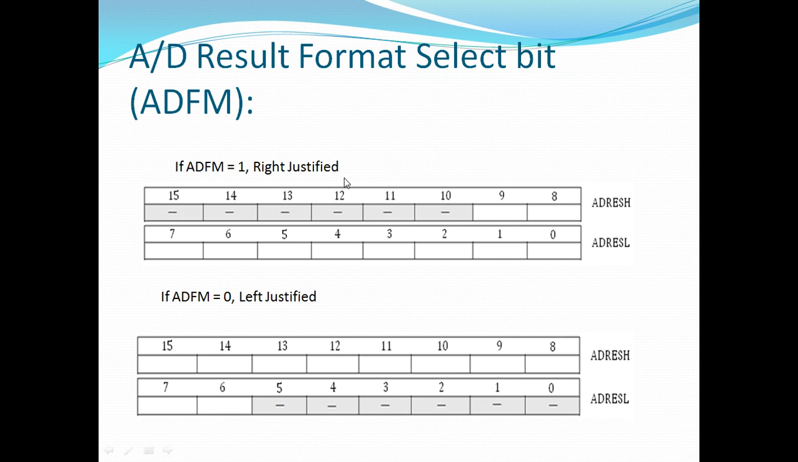So if I select right justified, then the lower 8 bits of the result will be stored in the ADC result lower byte, and the remaining 2 bits, that is the higher bits, will be stored in the ADC result higher byte. This register is used to store the higher 2 bits of the 10-bit result, and the lower 8 bits are stored in the lower byte. Exactly the opposite will happen if I write the ADFM bit as 0, then left justified mode will be selected. The higher 8 bits will be stored in the ADC result higher byte, and the remaining 2 bits will be stored in the ADC result lower byte. So as per the user need or our need, we can select right justified mode or left justified mode.